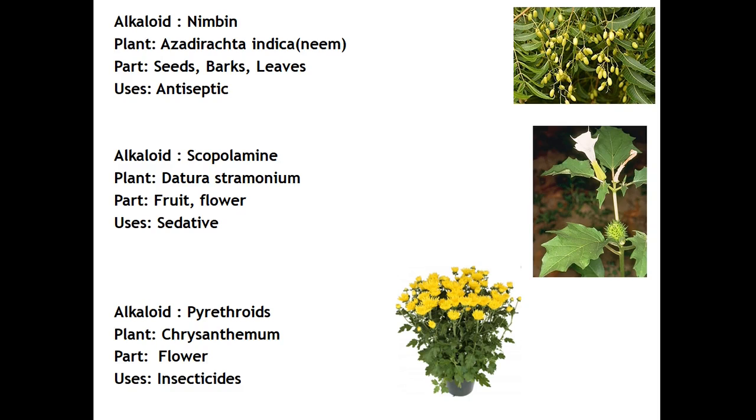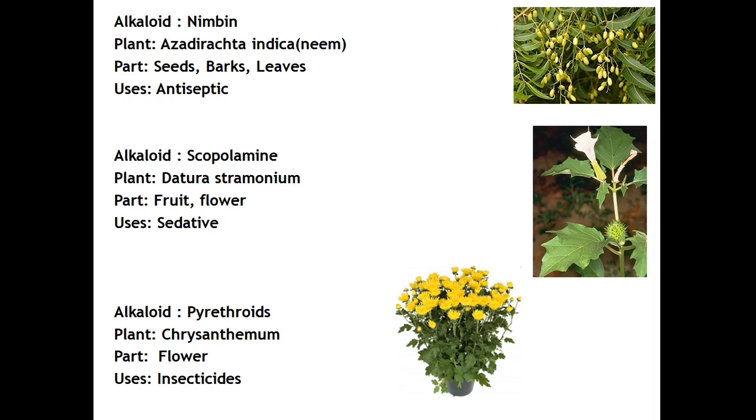Next alkaloid is scopolamine. It is from Datura stramonium, from the fruits and flowers of Datura stramonium, and it is used as a sedative. That means it promotes or induces sleep. The next alkaloid is pyrethroids. It is from the flowers of chrysanthemum species, that is chamanthi, and it is used as an insecticide. That is all about alkaloids.